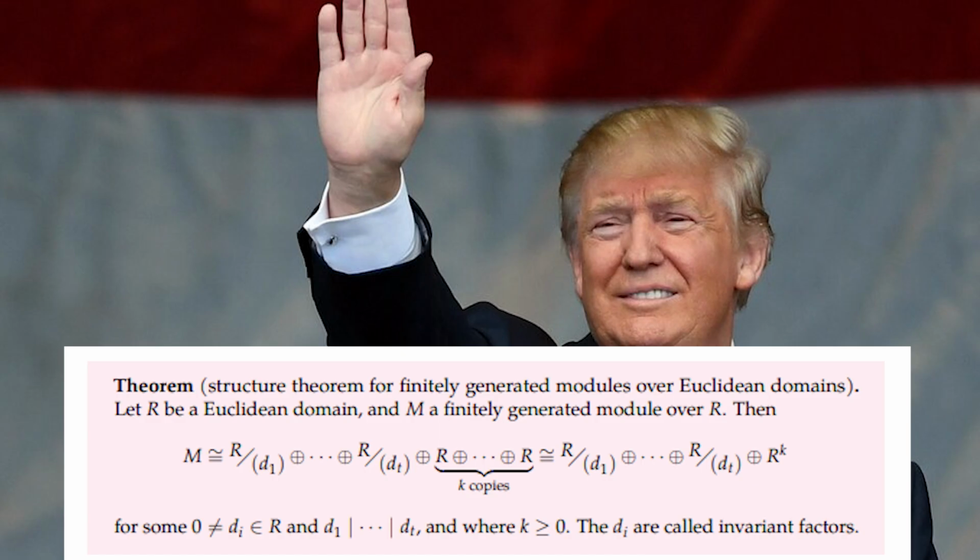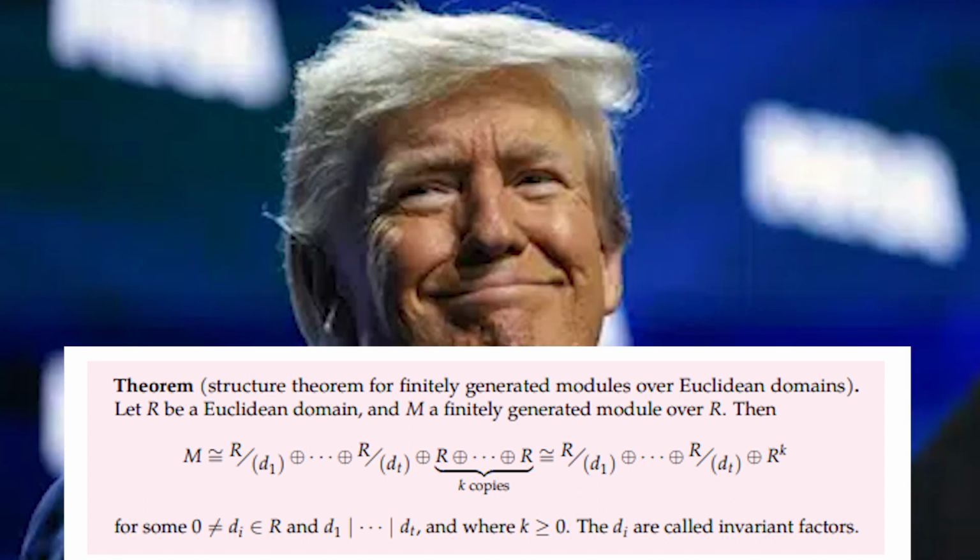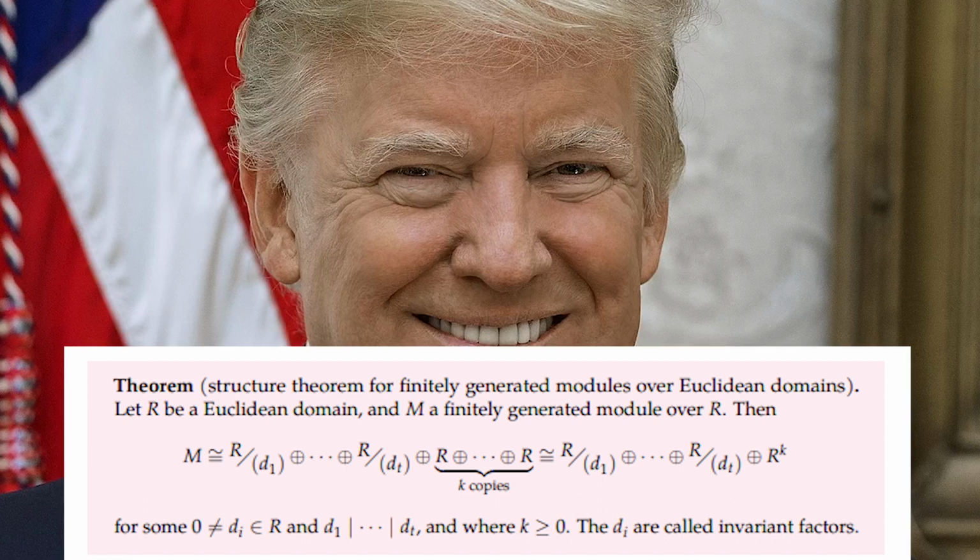So basically, here is what the theorem says. Let M be a finitely generated module over a Euclidean domain R. Then M is isomorphic to R quotient the ideal generated by d1, direct sum all the way up to R quotient by the ideal generated by dt, direct sum with k copies of R, for some d1 up to dt with d1 dividing d2 dividing up to dividing dt, and some integer k greater than 0. The di are called invariant factors.